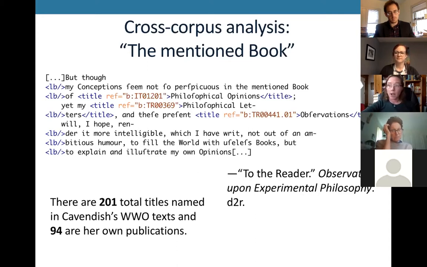Looking at the broader context for this sample, we might also note that the address to the reader is one of 6 prefatory addresses in Observations. Cavendish prefaces are sometimes described as excessive, and in fact, this is something else that we can show students how to systematically analyze with markup. Looking across the 428 texts in the WWO collection, 7 total texts have at least 6 prefatory divisions, and 3 of those 7 are by Cavendish.